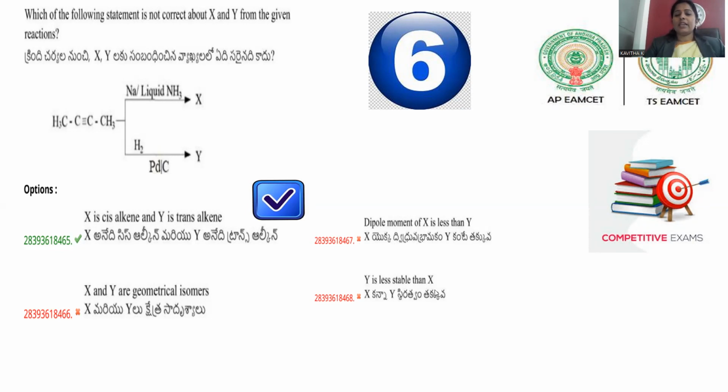Y is less stable than X. So always, if a cis isomer has two bulky groups on the same side, there is a kind of steric repulsion, because the bulky groups are occupying the same spatial arrangement, so they experience steric hindrance. So the cis isomer always has more hindrance than the trans isomer, but only the first option is the incorrect representation. So the first option is the wrong statement to be identified, that is the first one only.